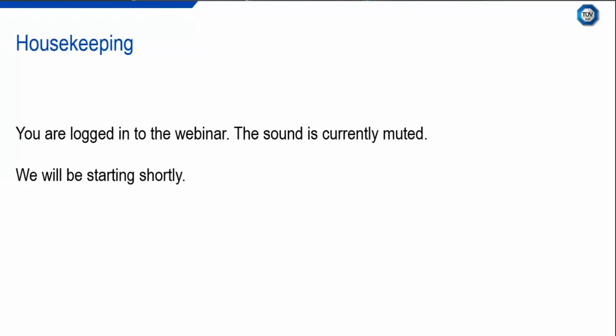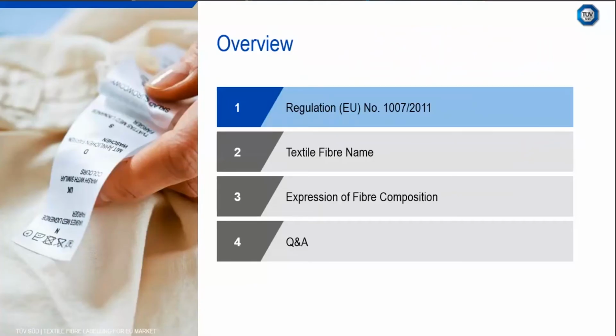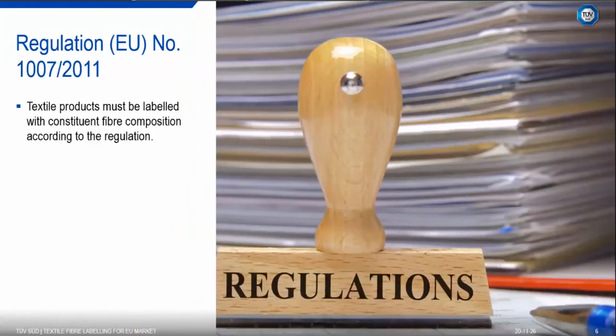So today we are going to talk about textile fiber labeling for the EU market. We'll be covering the regulation, the fiber names that need to be used for labeling, and also the expression of the fiber composition. The regulation is EU Regulation number 1007/2011, and according to this regulation, every textile product has to be labeled with its constituent fiber composition.